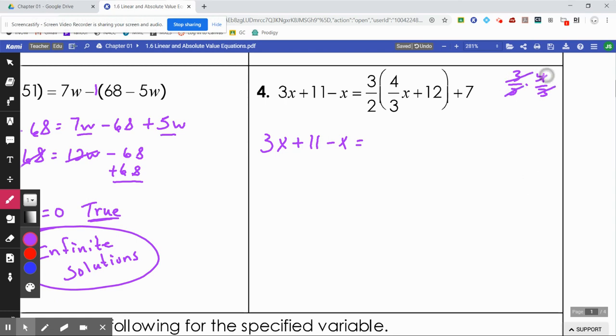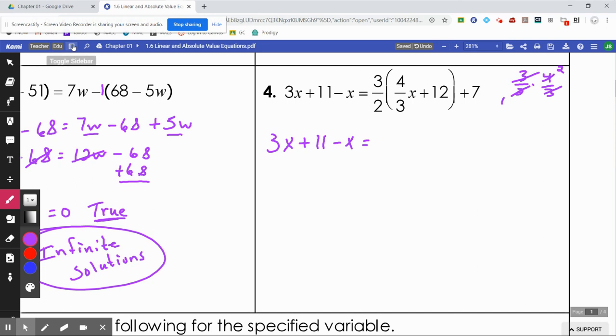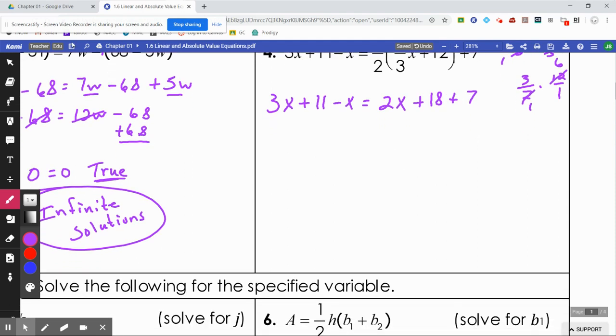3's cancel. 2 and 4 leaves you with a 1 and a 2. So that's going to leave you with 2x. 3/2 times 12. 2 and 12 cancel, leaves you with 1 and 6. So that'd be a plus 18. Combine all your like terms. 3x minus x gives you 2x plus 11. And then on the right side, you have 2x plus 25.